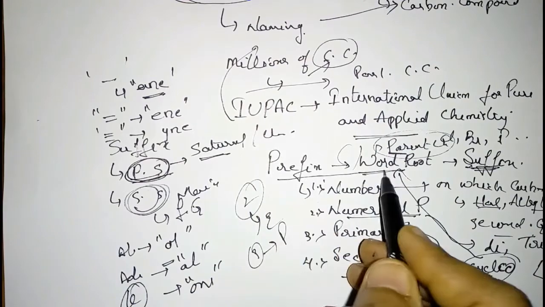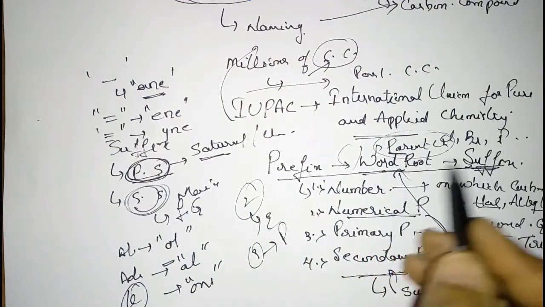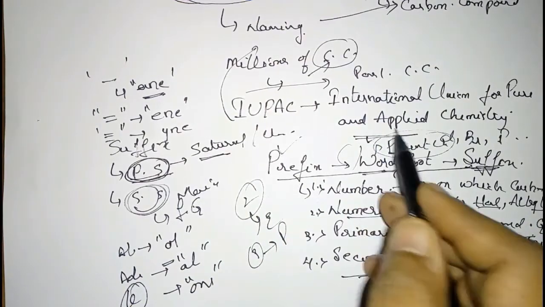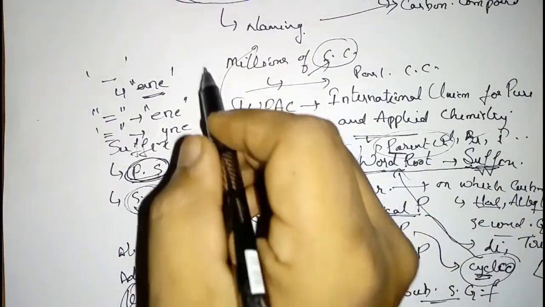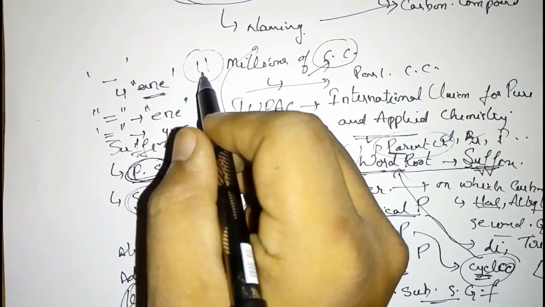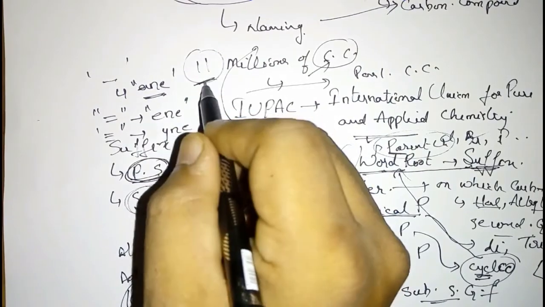So here we have seen that the steps are mainly divided into three parts: prefix, word root, and suffix. Let's see what the steps are. We have 11 steps to write the name of a compound. So let's see what these 11 steps are.